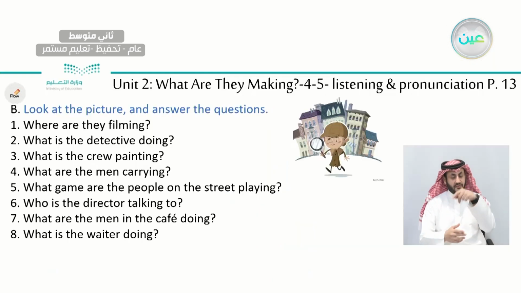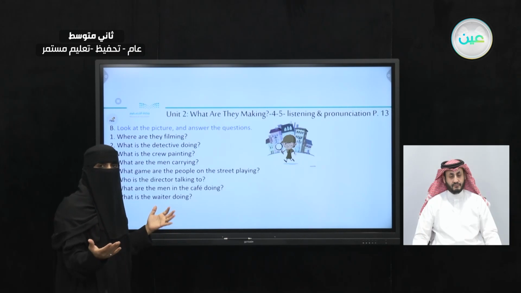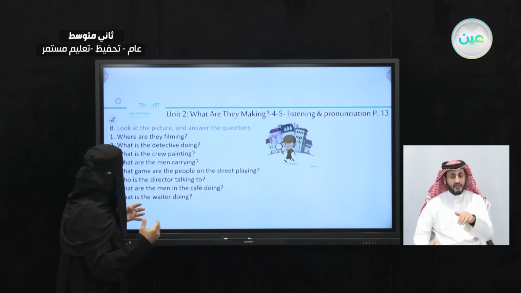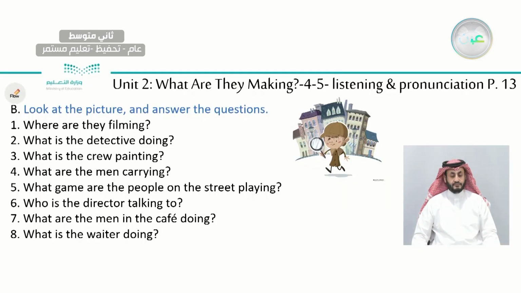Basketball, excellent. Okay, I have these questions. We will try to answer these questions together. Look at your picture. Don't look at the answer, the questions. Look at your book. I will ask the question and you will tell me the answer, okay? Number one, where are they filming? Are they filming in a real street? No. Where are they filming?